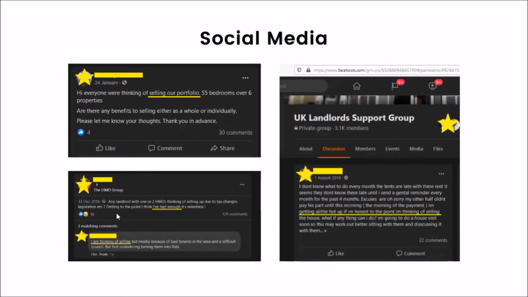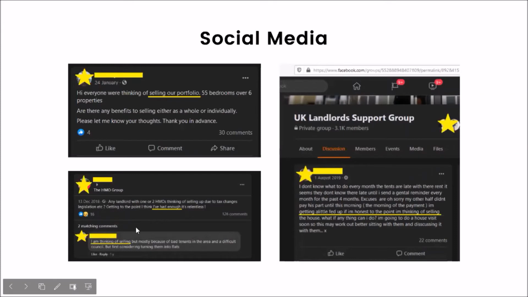There's another one here. Any landlord with 1 or 2 HMOs thinking of selling up due to tax changes, legislations, etc. Getting to the point, I think I've had enough. It's relentless. So what are we looking at here, guys? We are looking at a landlord who is tired, who wants to sell up, who no longer wants to be a landlord. So there might be an opportunity here for basically buying from this landlord, because he wants to sell up. He doesn't want to be a landlord anymore. So he's obviously got properties that he no longer wants to look after.